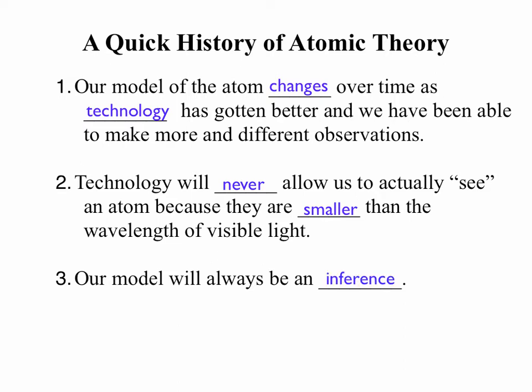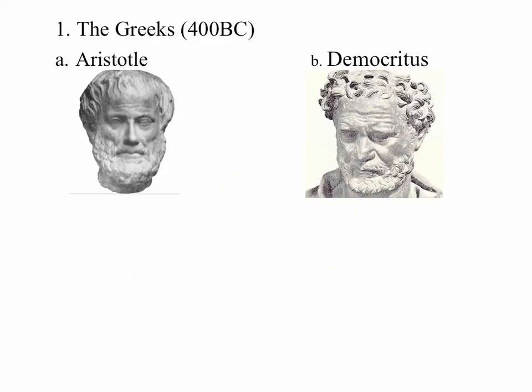But anyway, our models are always going to be an inference based on how things react to the experiment that we happen to be doing at the time. So the atomic theory has evolved over time because of an increase in knowledge and the technology with which to test these things. So let's go back and talk about Aristotle and Democritus.